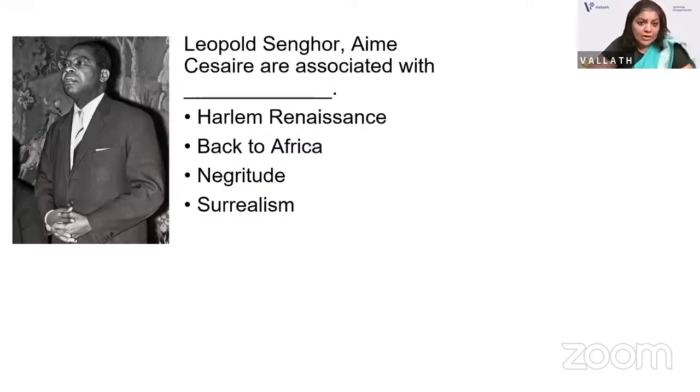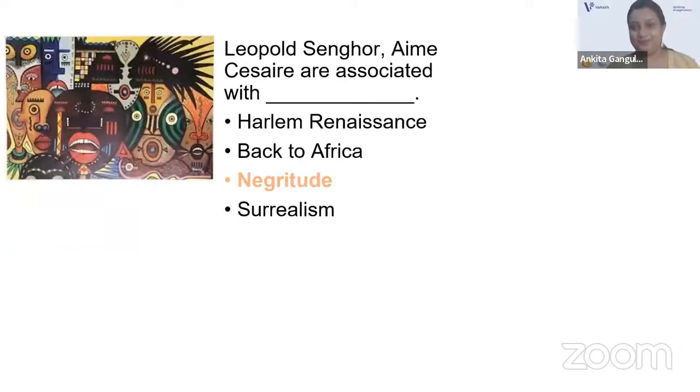Leopold Sedar Senghor, Aimé Césaire, they are associated with dash. Is it Harlem Renaissance, Back to Africa, Negritude, or Surrealism? It is a movement which took pride in Africanness, blackness. Which is that movement? Okay. So this movement is Negritude.